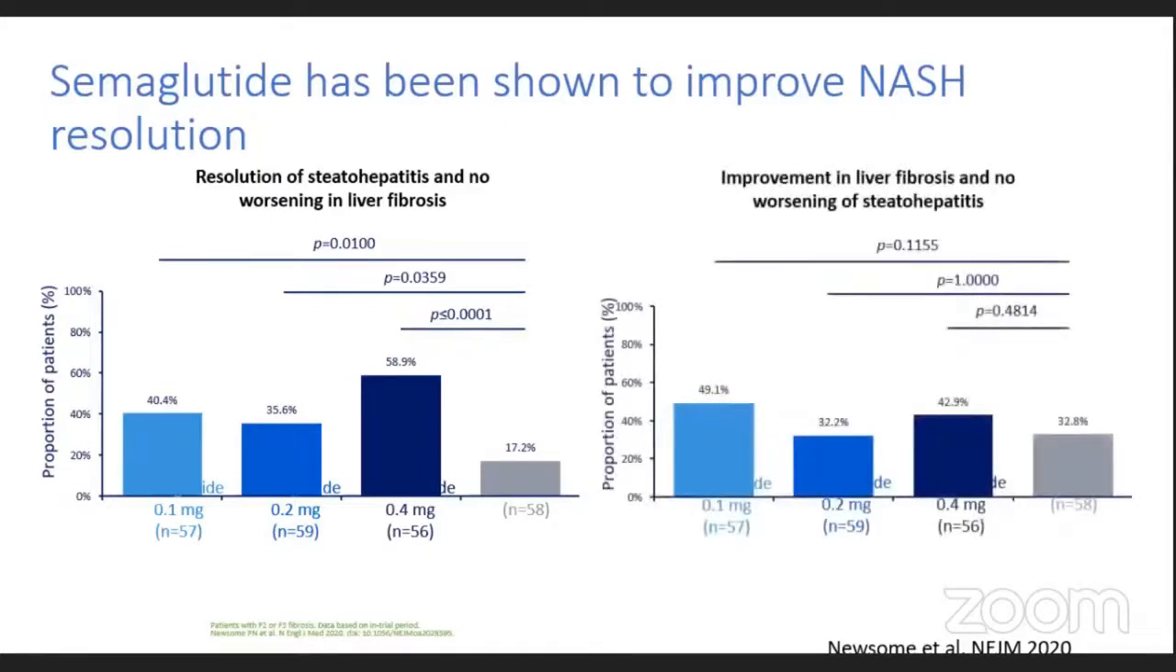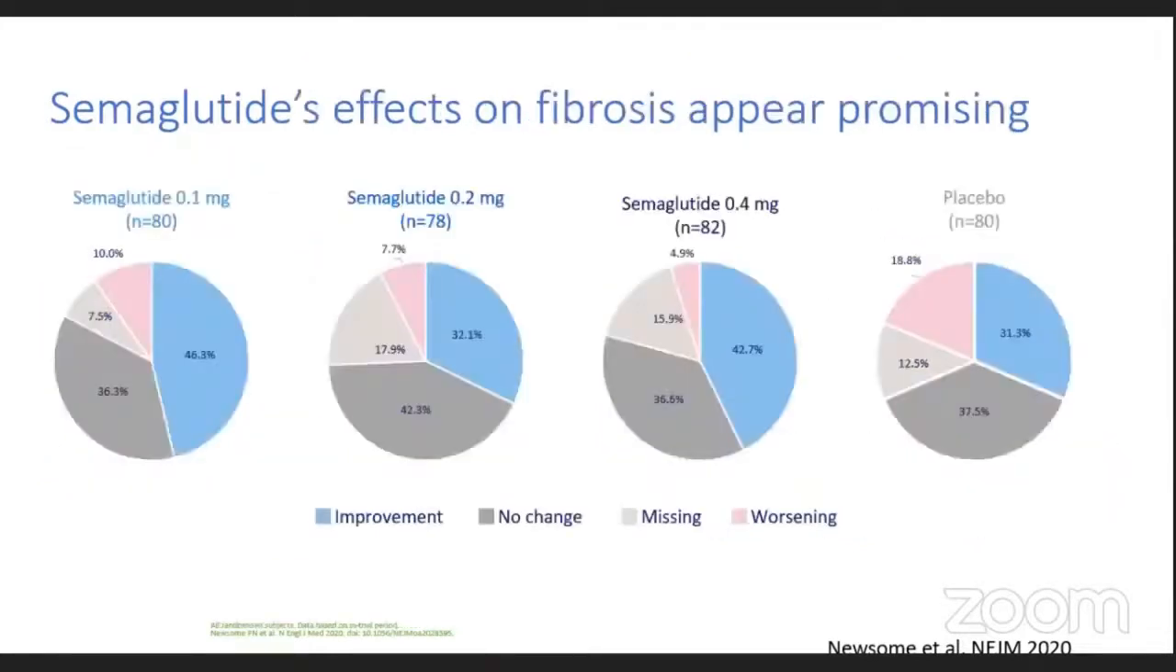However, when we looked at fibrosis, we did not see any significant improvement, which initially was a little disappointing. But then when you take a deeper dive, you look at the proportion of people who had improvement, no change, missing or worsening fibrosis. What you see over here is that there is a progressive improvement in fibrosis. Now, why do I say that? If you focus on the pink wedge in the slide and look at the placebo data on the right, that's 18.8% of patients who had worsening fibrosis.